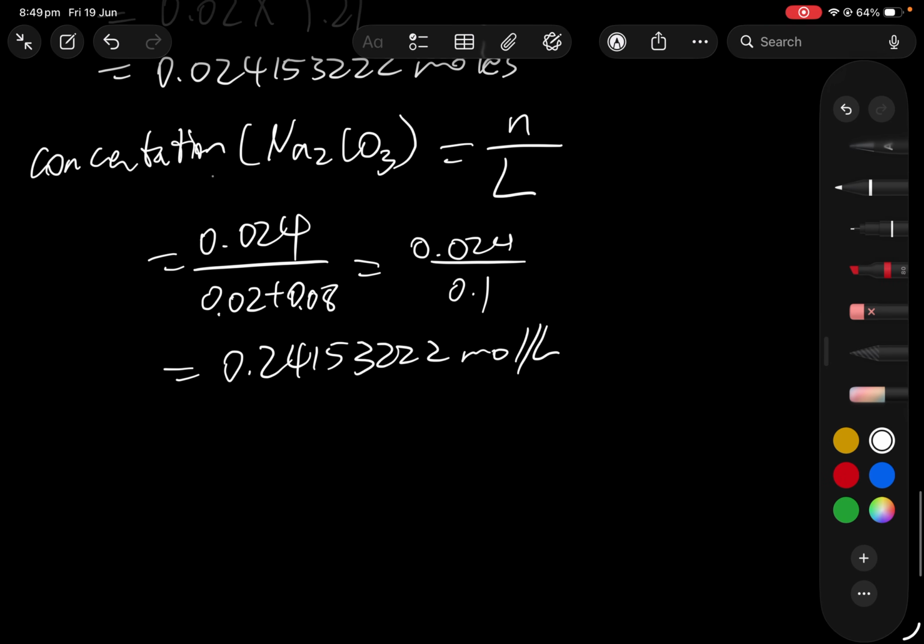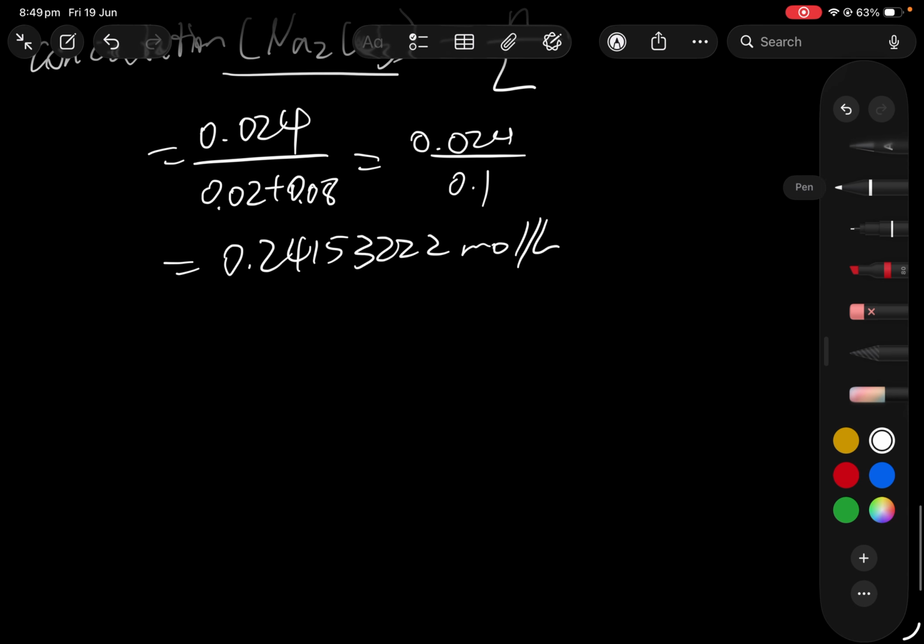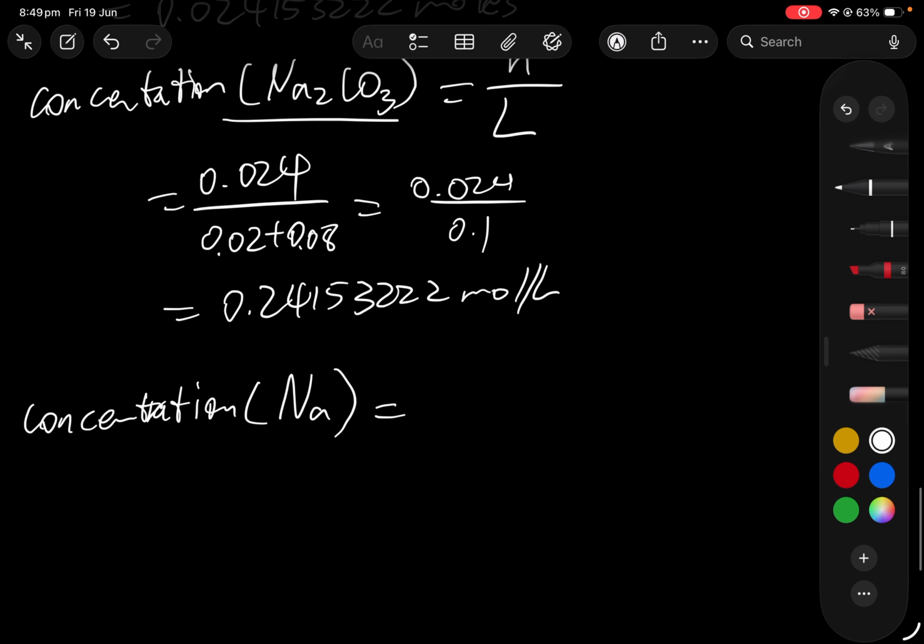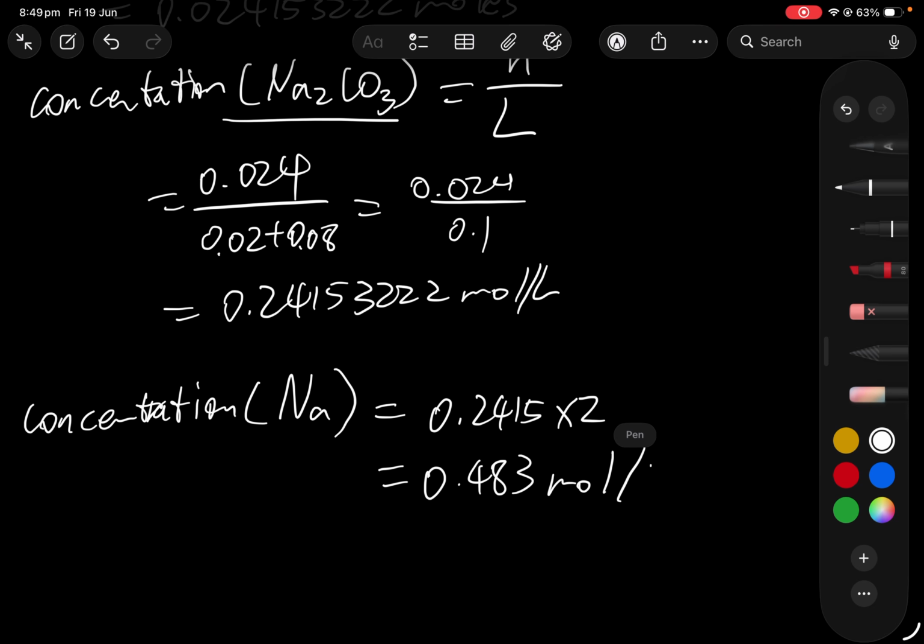But we don't want the concentration of this thing. We want the concentration of sodium ions only. So we just times this by 2. So 0.2415 times 2, which we will get 0.483 moles per liter for the concentration of sodium ions in this dilute solution.